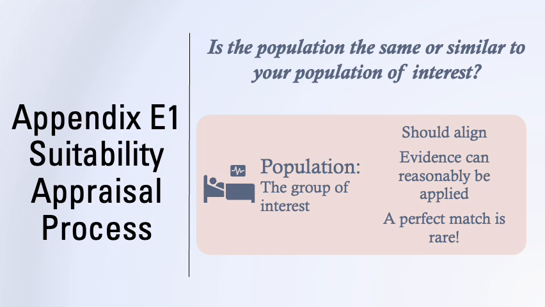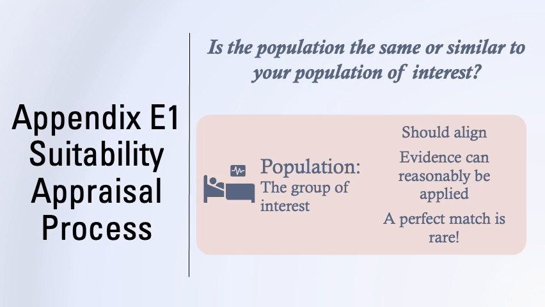The second suitability question asks, is the population the same or similar to your population of interest? Your population is who your intended participants or subjects of interest are. You want to appraise if the population from the piece of pre-appraised evidence is the same or similar to that population. We want the populations to align. In other words, the populations need to be similar enough that the evidence can be reasonably applied from the population of the piece of pre-appraised evidence to your population.